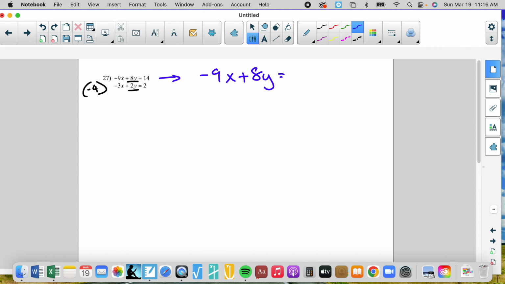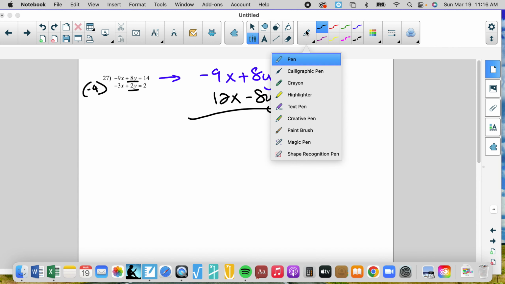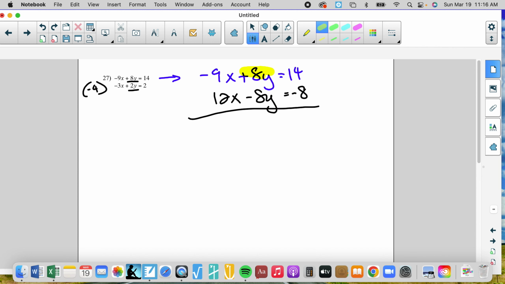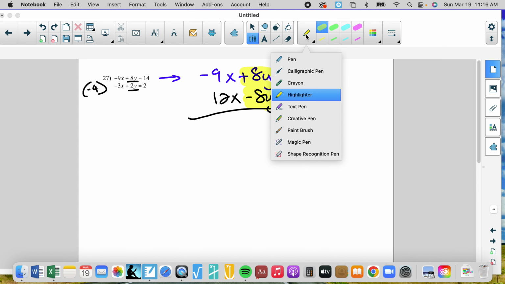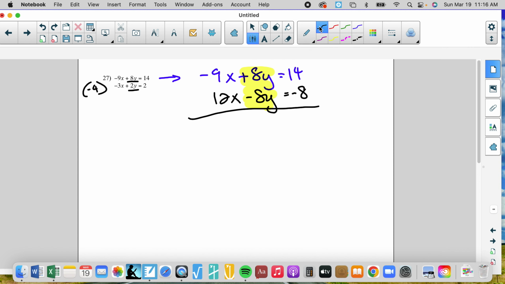This equation stays the same. And now I'm going to write an equivalency by multiplying everything by negative 4. That gives me positive 12x. That gives me negative 8y. And this gives me negative 8. Notice my y's cancel. And I get 3x equals 6. Divide by 3, x equals 2.